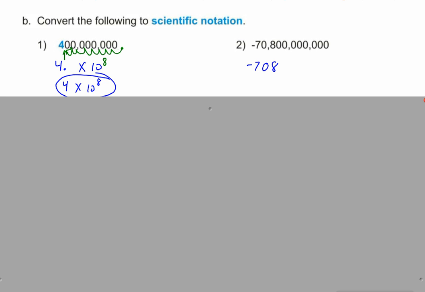Okay, what's the next thing I want to do? Michael? And where do I put it? Not after the 8. Mason? After the 7, after the first digit. So really after the negative 7. Okay, your first digit is always between 1 and 9. Positive and negative doesn't matter. It's always got to be between 1 and 9 if you're going to be in proper scientific notation. All right, next thing we write is times 10.